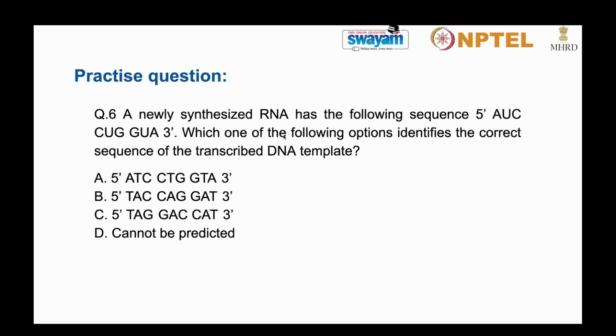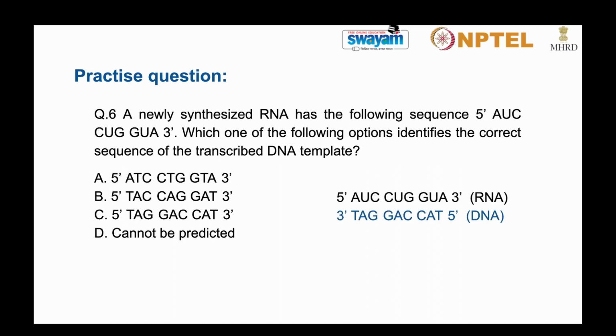So in this, first of all, let's read the question again to get clarification. They are saying, which one of the following options identifies the correct sequence of the transcribed DNA template. So they are asking you about the sequence of the transcribed DNA template. Okay, so it will be the antisense strand, right? And the antisense strand always runs from 3 prime to 5 prime direction. But in the options, they have given you 5 prime to 3 prime direction DNA templates.